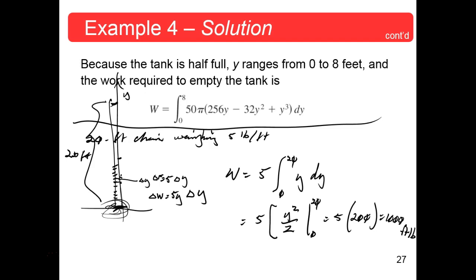In the next example, we'll consider a piston of radius r. Any questions on this one before we go? That turned out being a lot more straightforward and simpler than I thought it was going to be. Any questions about it, though?